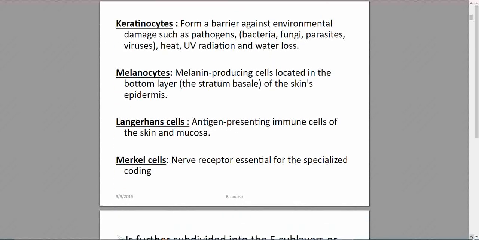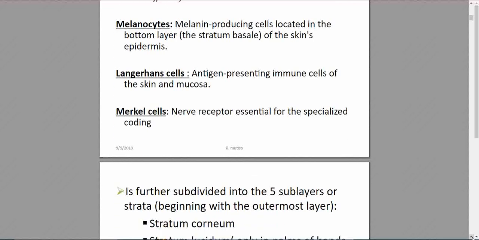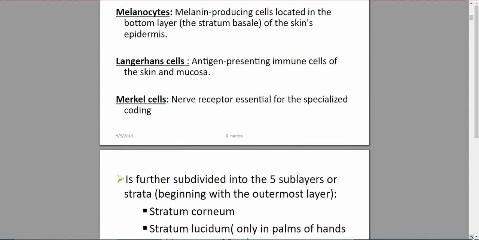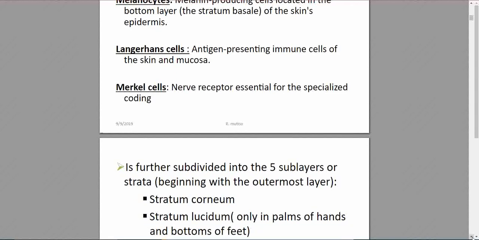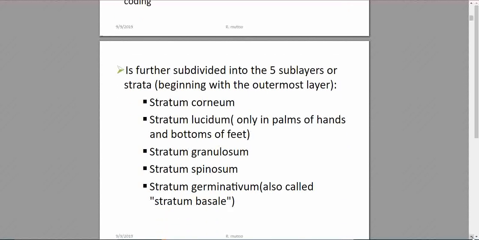Then the melanocytes are the melanin-producing cells located in the bottom layer, the stratum basale of the skin's epidermis. Then we have the Langerhans cells, antigen-presenting immune cells of the skin and the mucosa. They protect the body and the skin from any entrance or intrusion by microorganisms. Then you have the Merkel cells, the nerve receptors essential for touch. The epidermis is further subdivided into 5 sublayers or strata, beginning with the outermost layer, the stratum corneum.